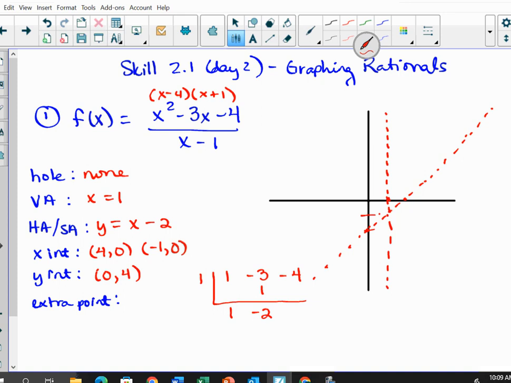Any questions about plotting that asymptote? You guys are good at graphing lines. All right, my x-intercepts then. I've got one at 4, 0. And I have one at -1, 0. And then I've got my y-intercept at 0, 4. Guys, I don't think we need the extra point.